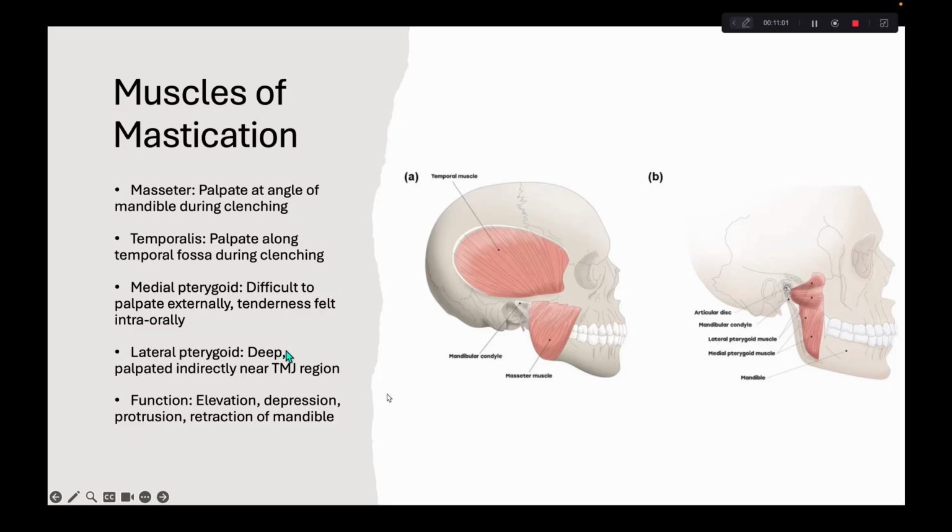The other pterygoid muscle, lateral, is a deeper muscle, and you can palpate it indirectly near the TMJ region. So right here, this section here, we've got the medial pterygoid, and then we have the lateral pterygoid up in here. The function of these muscles is to elevate, depress, and cause protrusion and retraction of the mandible.